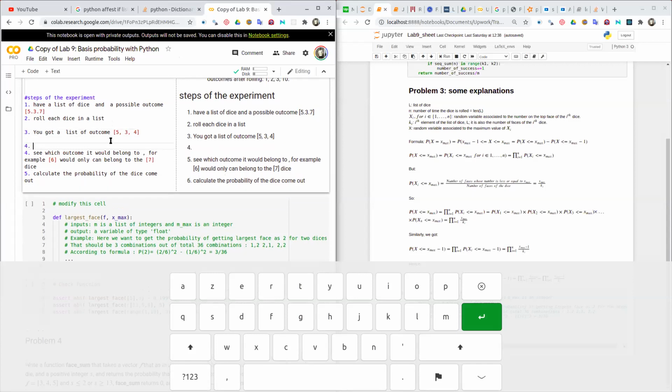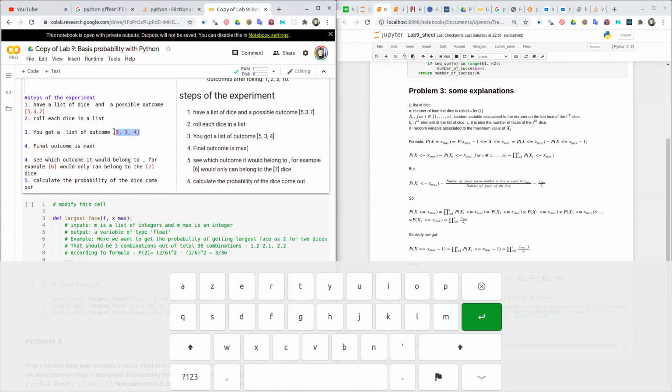Okay. Then after having the list of outcome, we find the maximum value. This is the final outcome. Final outcome is max of this. In this case, it is 5. Then we try to compute.